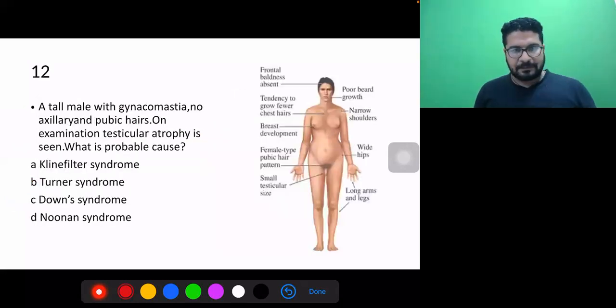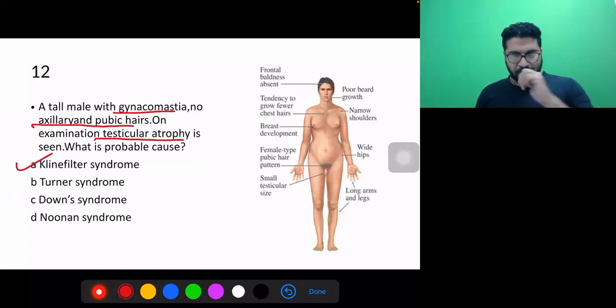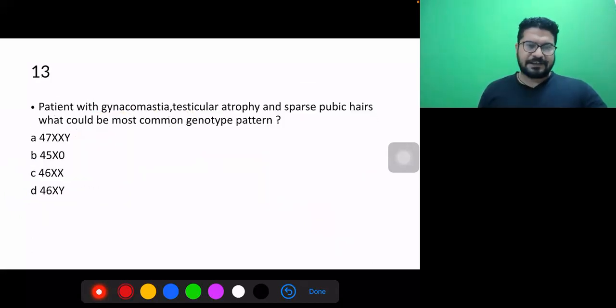Okay, then understand this. A tall male with gynecomastia, no axillary and pubic hair, and on examination testicular atrophy is seen. These are symptoms suggestive of Klinefelter syndrome. Again, an easy question. There was one more question from Klinefelter syndrome asking what is the karyotype. The karyotype for this syndrome will be 47 XXY.